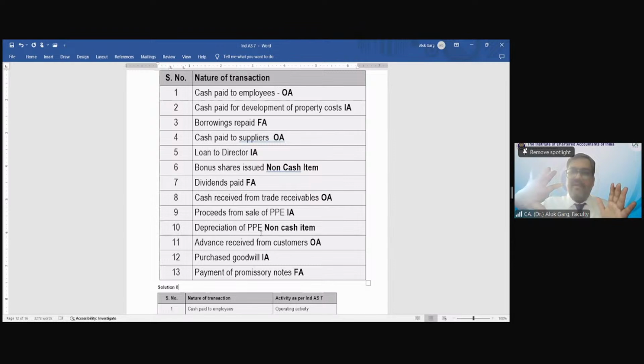Every standard or every legal thing has a different aspect. So my request to all of you is to stick to the accounting standard, what the accounting standard is saying. Otherwise, you will get confused.